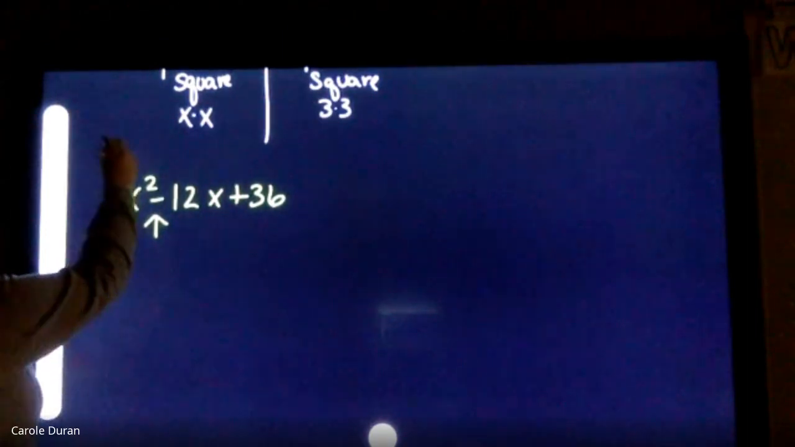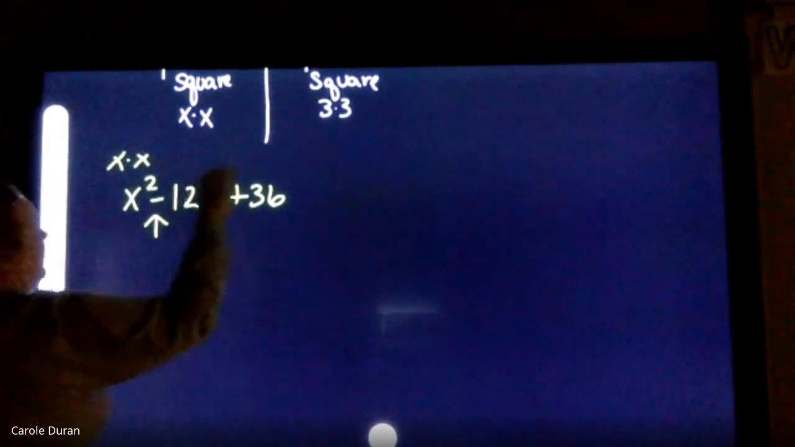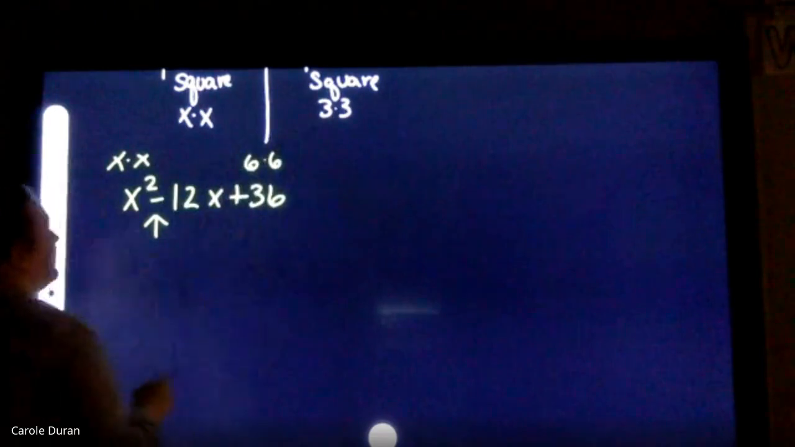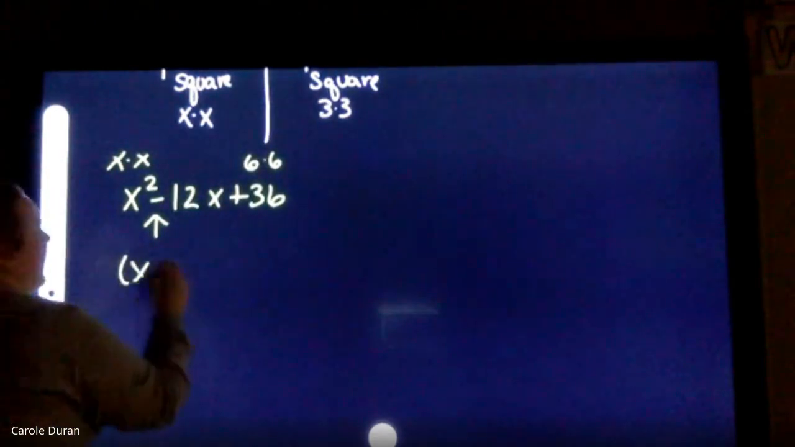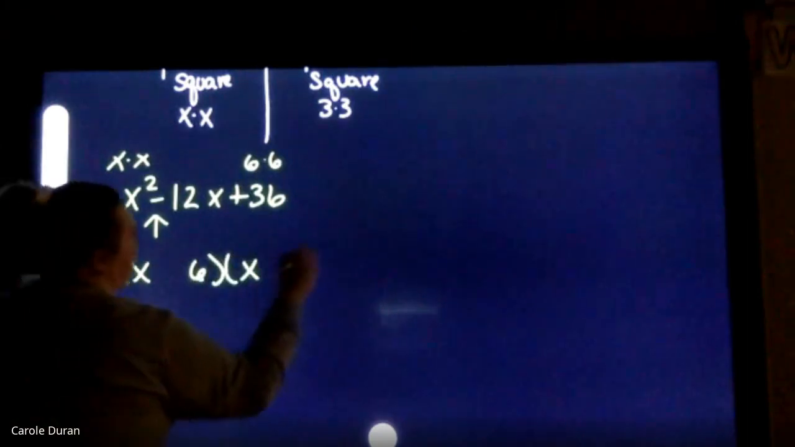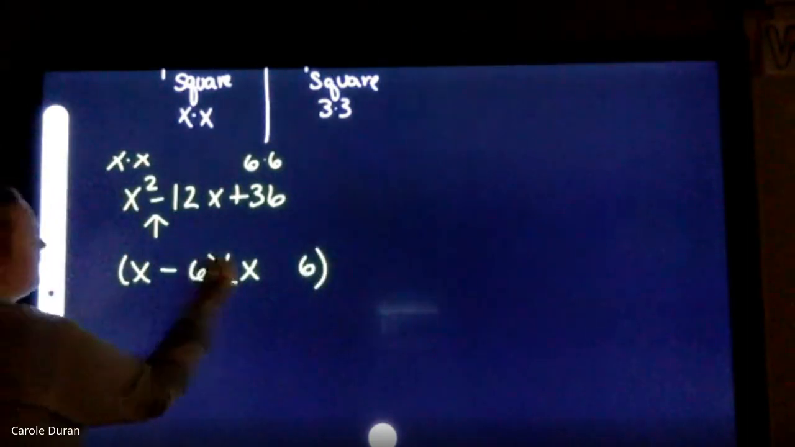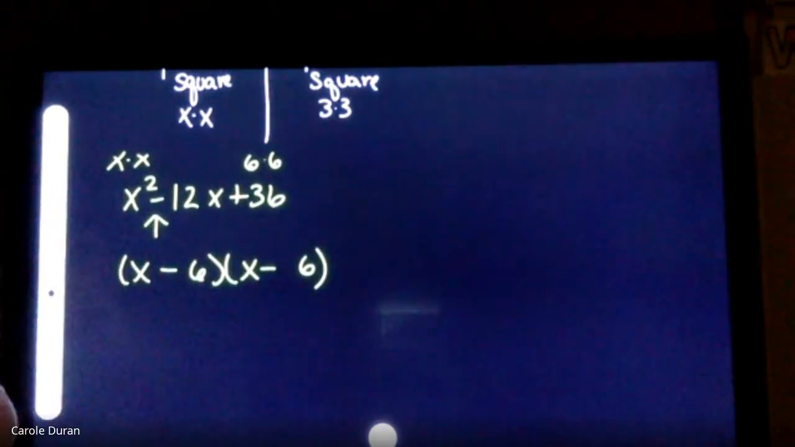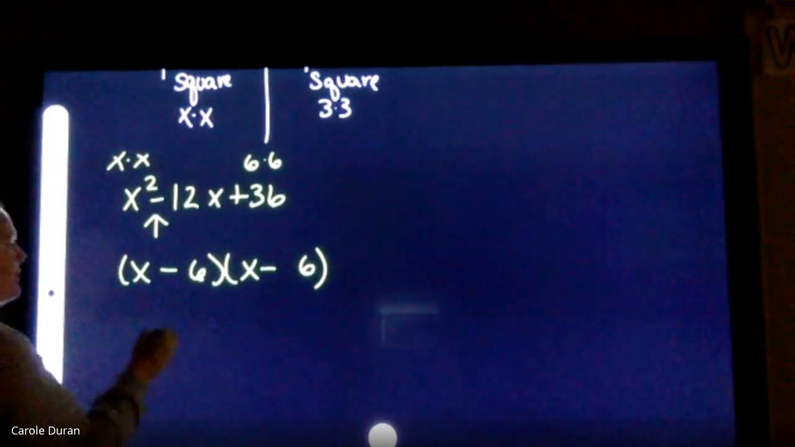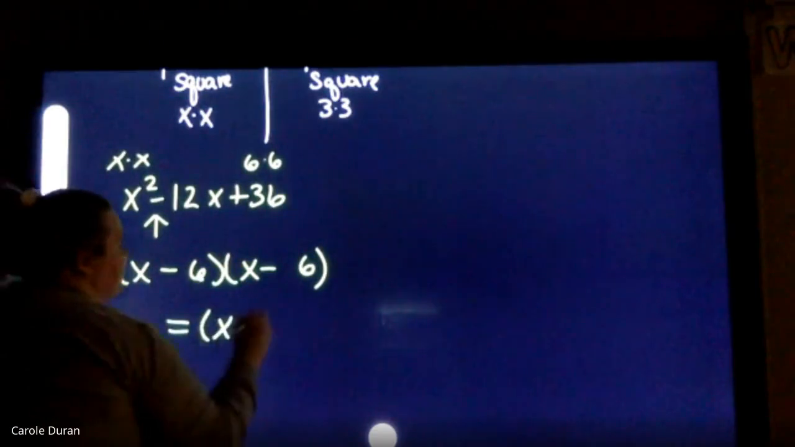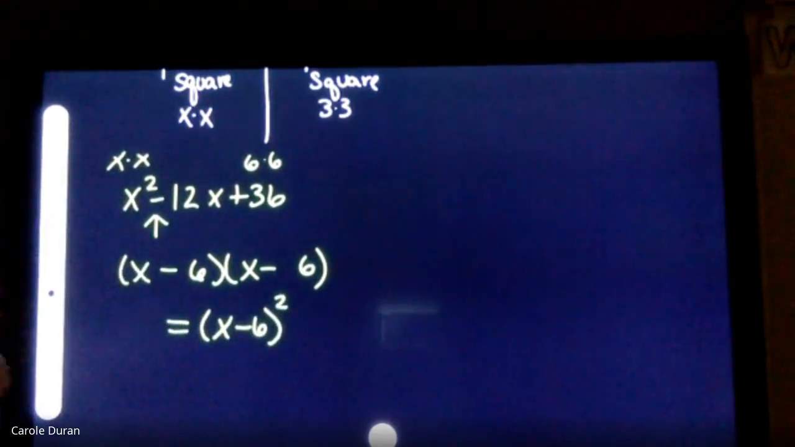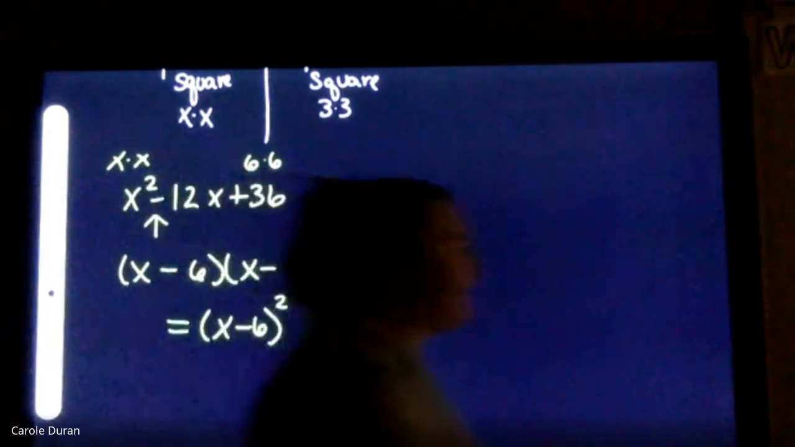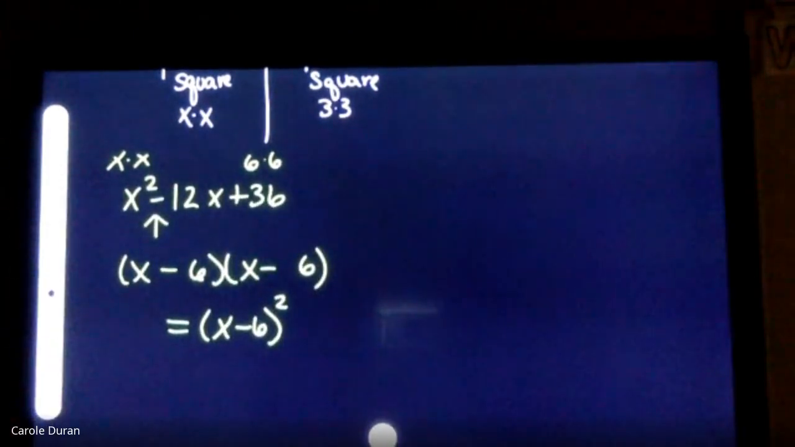Okay, so x times x gives me x squared, and 6 times 6 gives me 36. So my two factors are going to have an x and a 6 in them, and they're both going to be subtraction since that middle term is subtraction. The really cool thing about perfect square trinomials is that since they factor into the same factor twice, we can just write it as that factor squared. So here I could just write it as x minus 6 all squared.